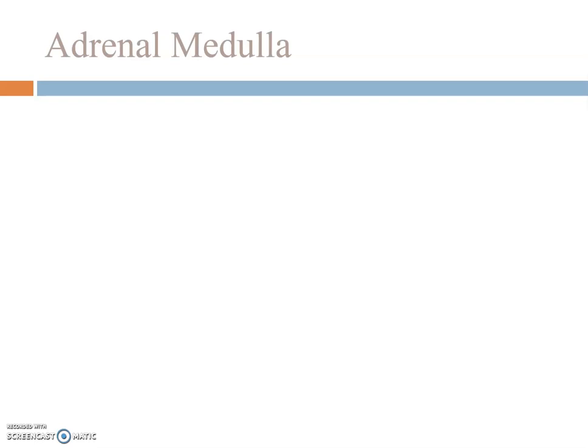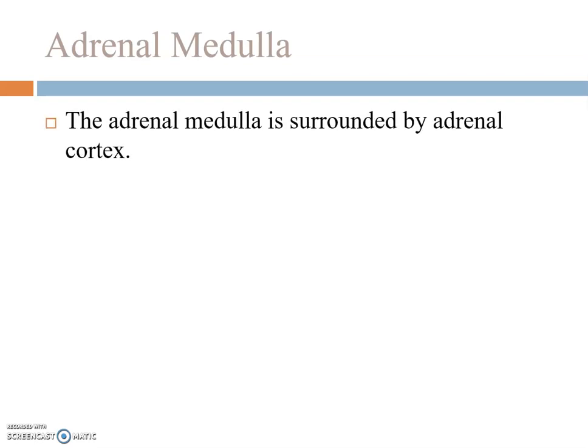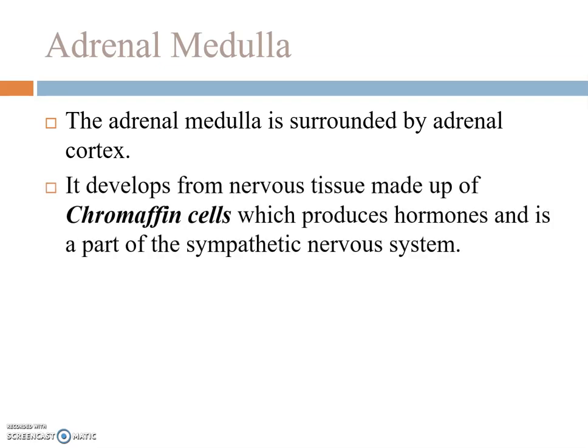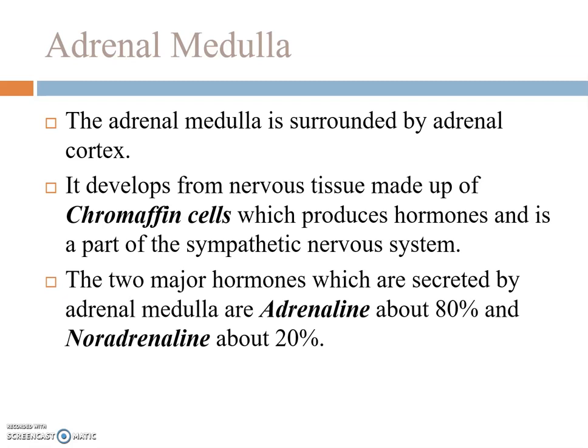Now we will study the adrenal medulla. The adrenal medulla is surrounded by the adrenal cortex. It develops from nervous tissue, which is made up of chromaffin cells, which produce hormones, and is a part of the sympathetic nervous system. The two major hormones secreted by the adrenal medulla are adrenaline, which is about 80%, and noradrenaline, which is about 20%. These prepare our body for fight or flight.